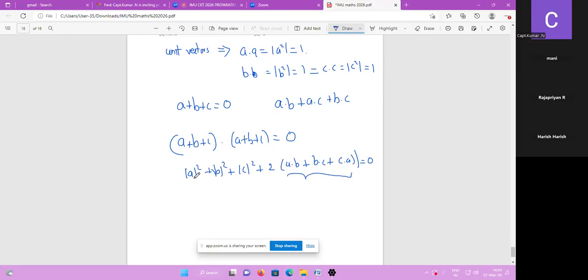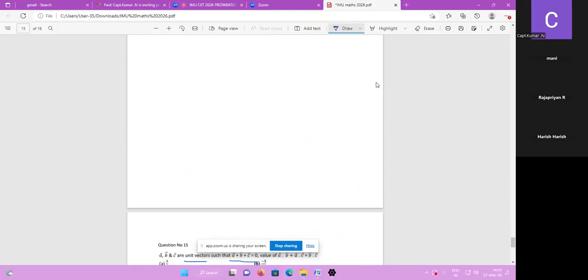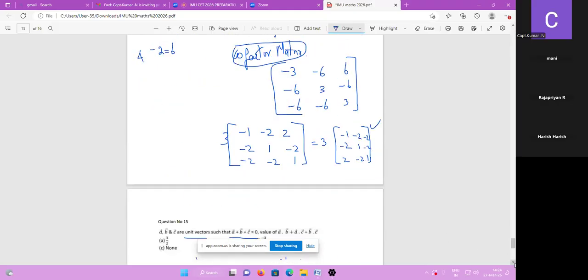Okay, now we know that this is 1, this is 1, this is 1, right? So 3 plus 2 into A dot B, B dot C plus C dot A, which is equal to 0. These 3 go that side, thus become minus 3. This 2 is in multiplication, go that side, it becomes division. So the answer is minus 3 by 2.